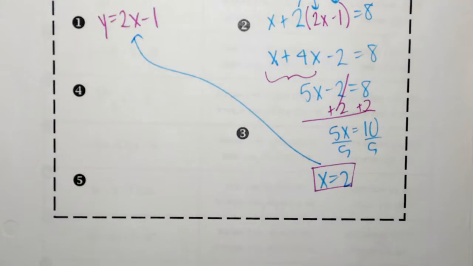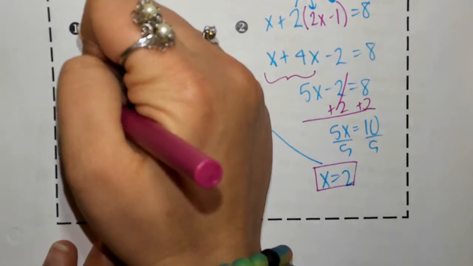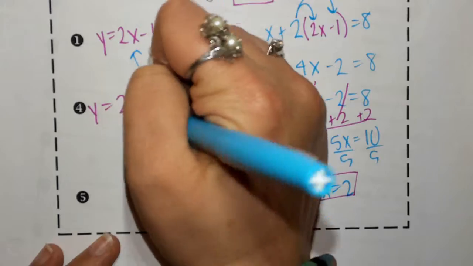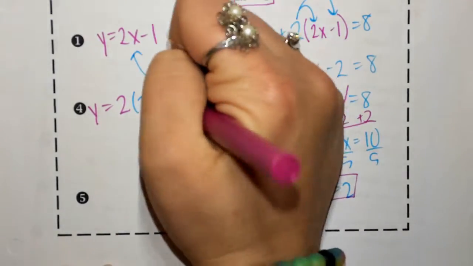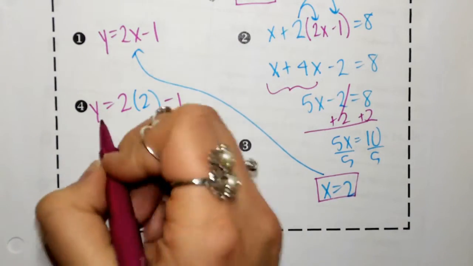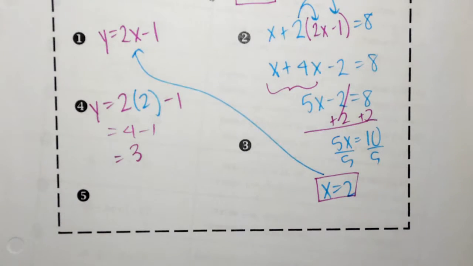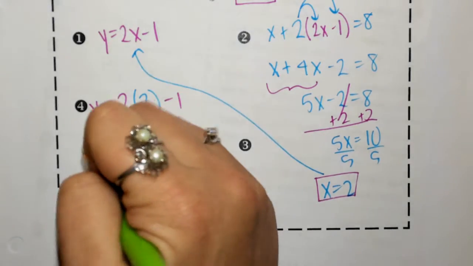Look at you go. Give your team a point for that. So our final step is to plug it in and solve for y. What's 2 times 2? What's 4 minus 1? Alright, how do we write our coordinate? Nope. We have to write it as a coordinate. How do we write our answer? 2, 3. Give your team a point.